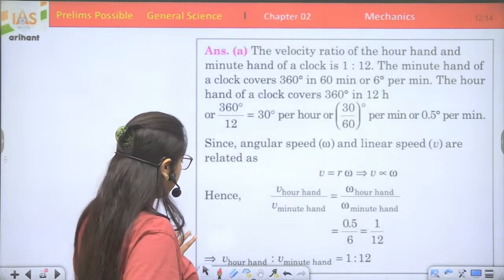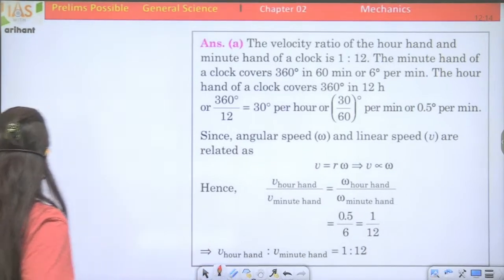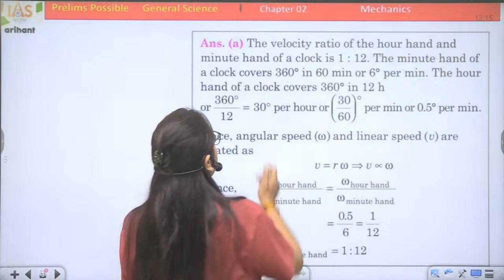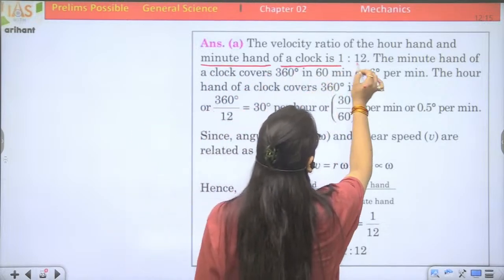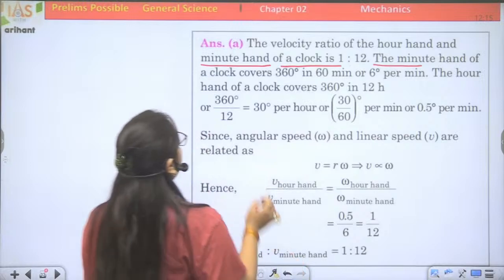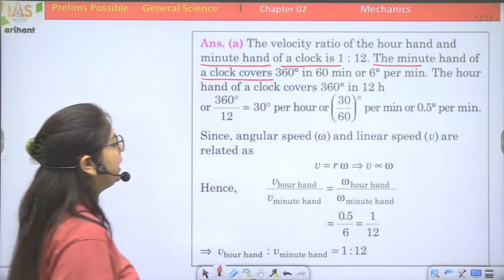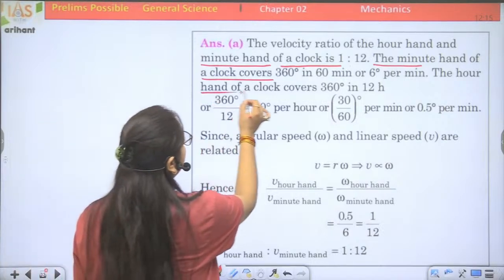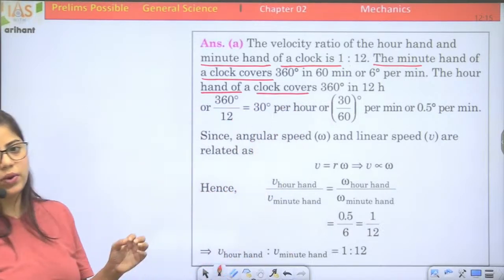Here comes the explanation. The velocity ratio of the hour hand and minute hand of a clock is 1 is to 12. The minute hand of a clock covers 360 degrees in 60 minutes, or 6 degrees per minute. The hour hand of a clock covers 360 degrees in 12 hours.